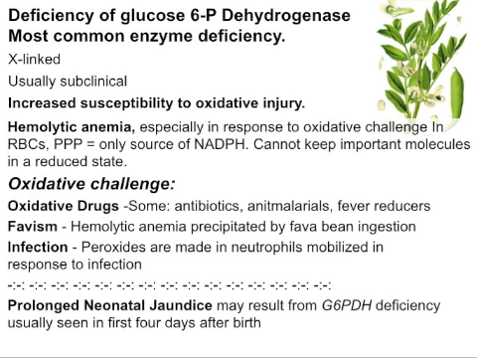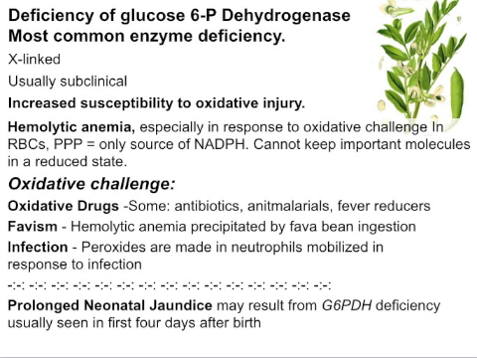Now, these symptoms can arise when a person has what's called an oxidative challenge. This means that they're exposed to those things in the environment that have an oxidative outcome. This can be oxidative drugs such as some antibiotics, some antimalarials, and some fever reducers. Other oxidative challenges include the ingestion of fava beans and infection. Now, a hemolytic anemia that's precipitated by fava bean ingestion is called favism, and we'll talk about this in just a minute.